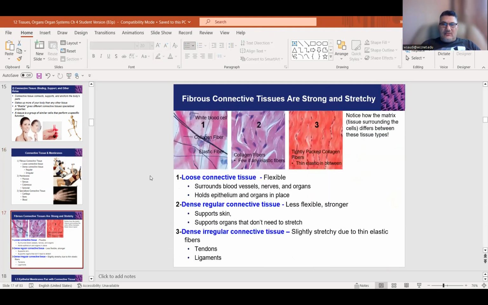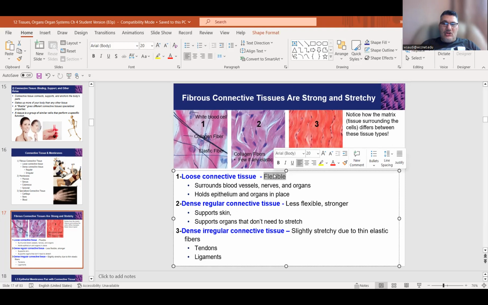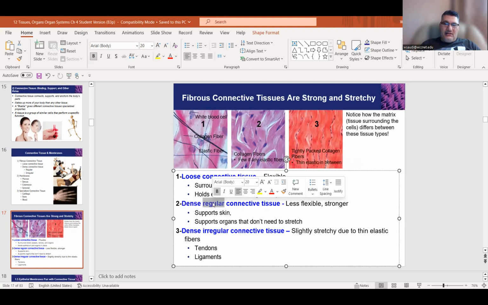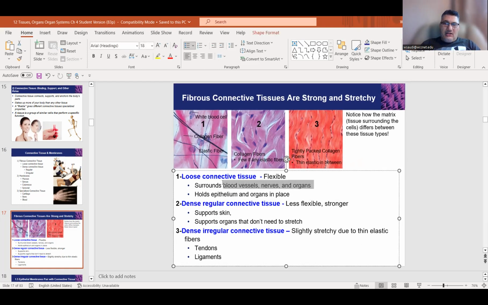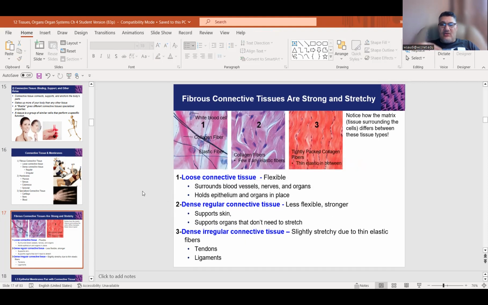So let's look at this. Loose connective tissue. The loose connective tissue would be flexible. Dense, less flexible. Can be dense regular, like nicely arranged, or it can be irregular, random. Examples here are important. Loose connective tissue, like this flexible one, is like surrounding the blood vessels, nerves, and organs.